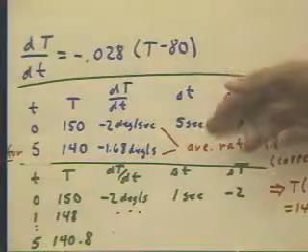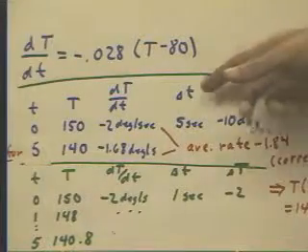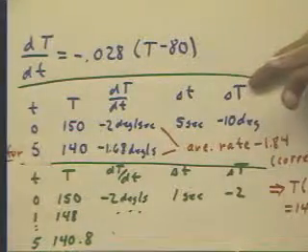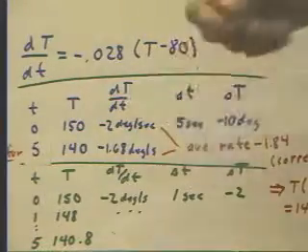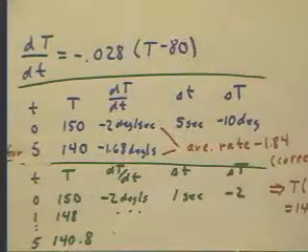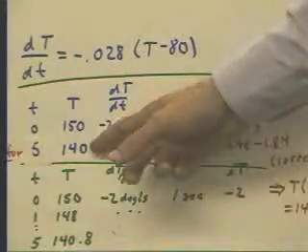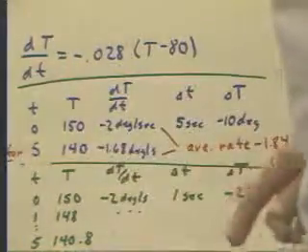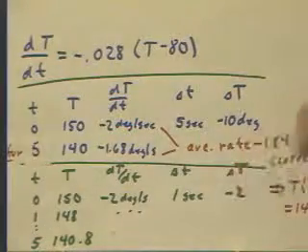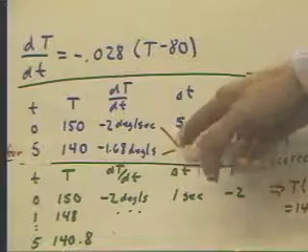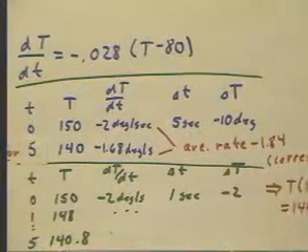Then over a delta t of 5 seconds, a change in clock time of 5 seconds, we have a change in big T temperature of negative 10 degrees. And 5 seconds at negative 2 degrees per second gives us a negative 10 degree change. This then gives us a temperature of 140 at clock time t equals 5 with a rate of negative 1.68 degrees per second, and so on. Okay? Now don't worry about this in red here just yet.